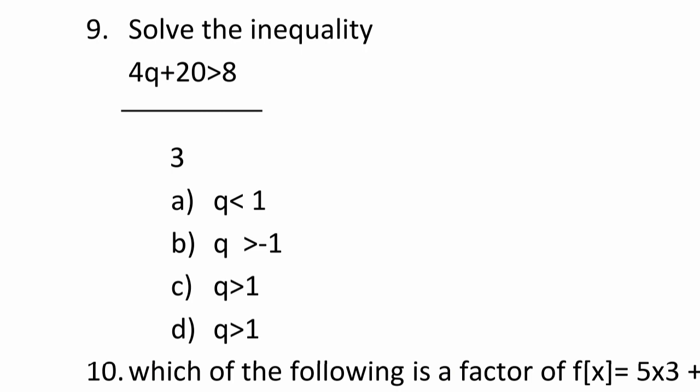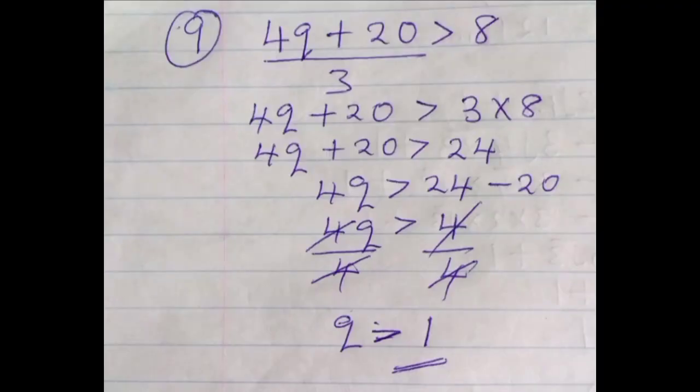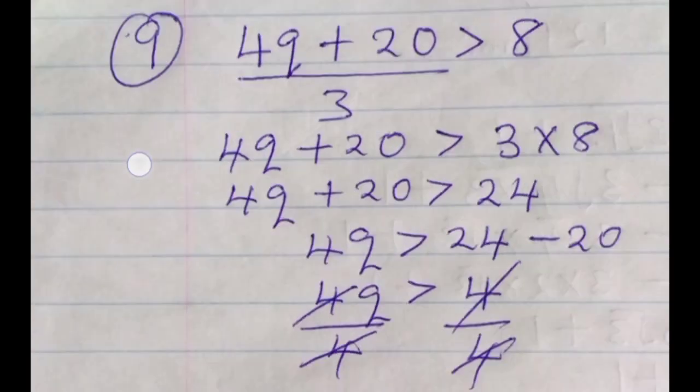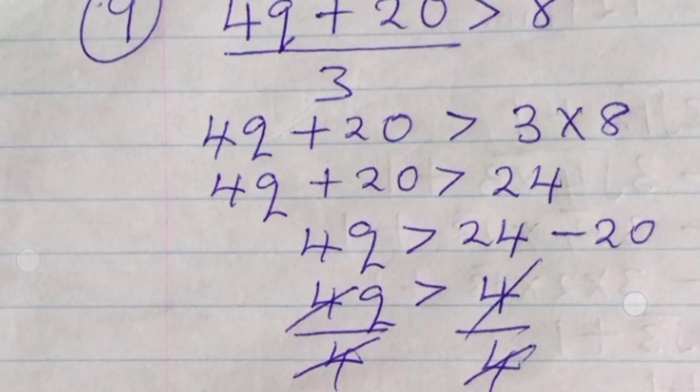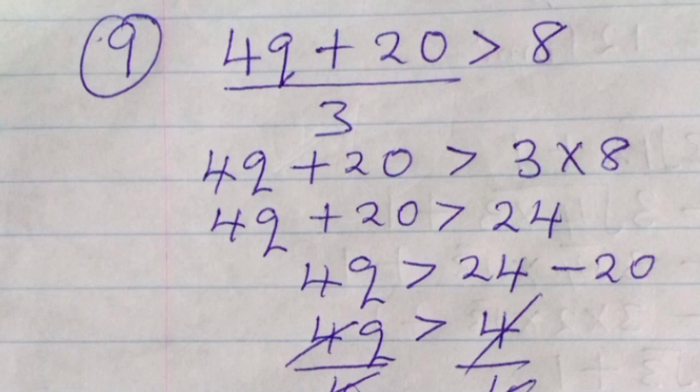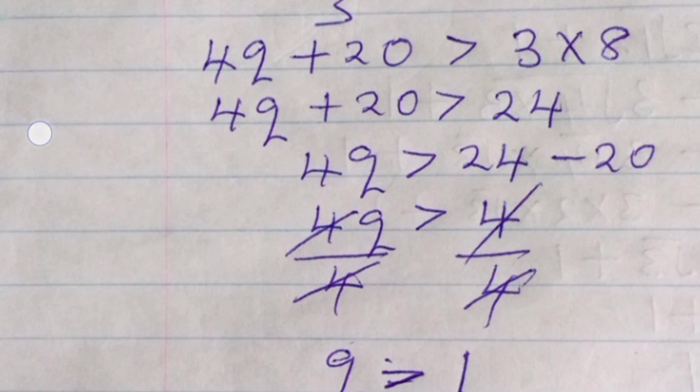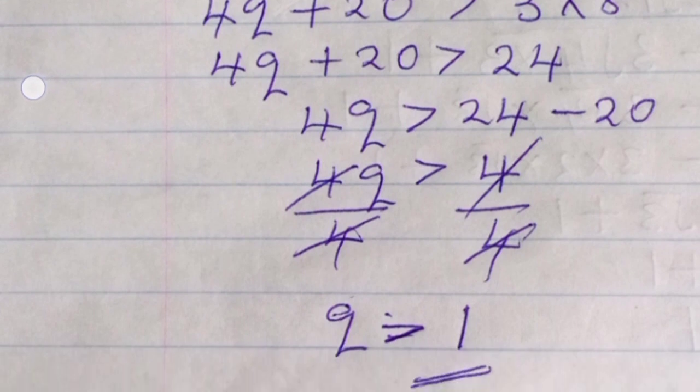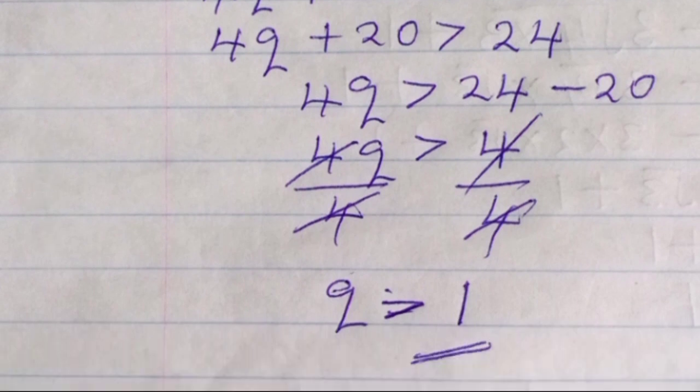Okay, so let's look at the inequality. 4q plus 20 is greater than 8 over 3. Here, we have to cross multiply: 3 times 8 gives us 24. And 4q plus 20 will be there. 24 minus 20 will give us 4. So when you cancel out, you have the answer to be 1, because 4 will cancel 4, and q becomes greater than 1. So that is the answer there.